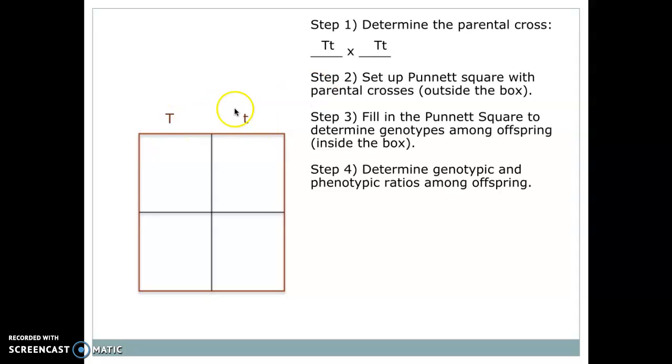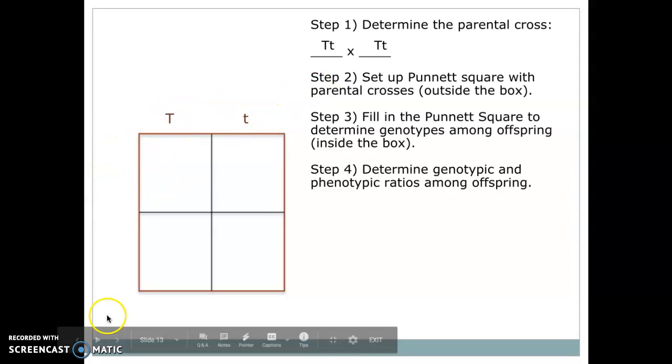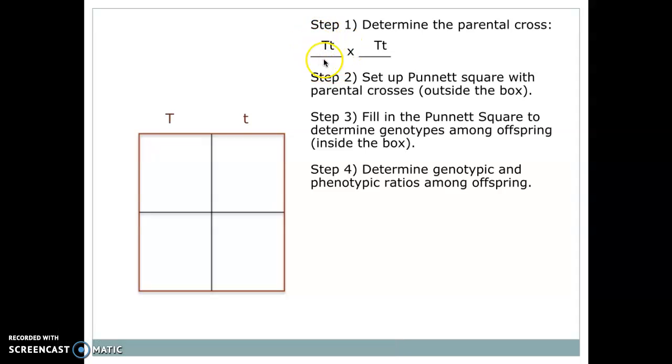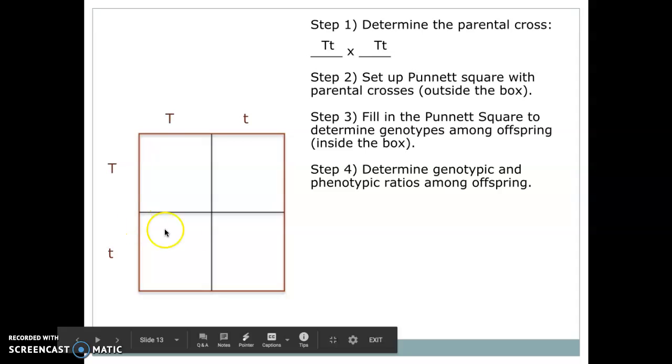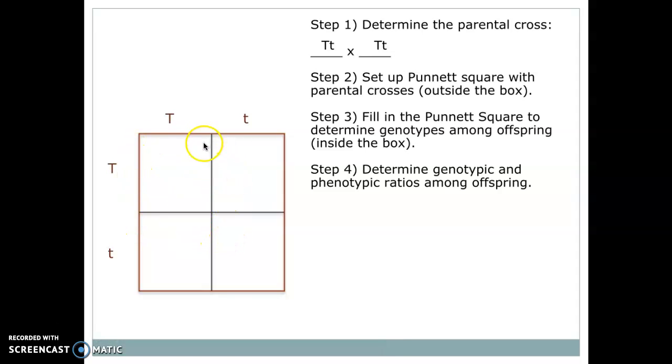So I'm going to take the first parent's alleles and put them on the top boxes. Remember, it does not matter which parent goes on top and which goes on the left, so long as the alleles that are together stay on the same side. Then I'm going to take the next parent and put them over here on the left. Now, in order to fill in this box, I'm going to take the allele that's on top on the outside and bring it down and the allele that's on the left and bring it over.